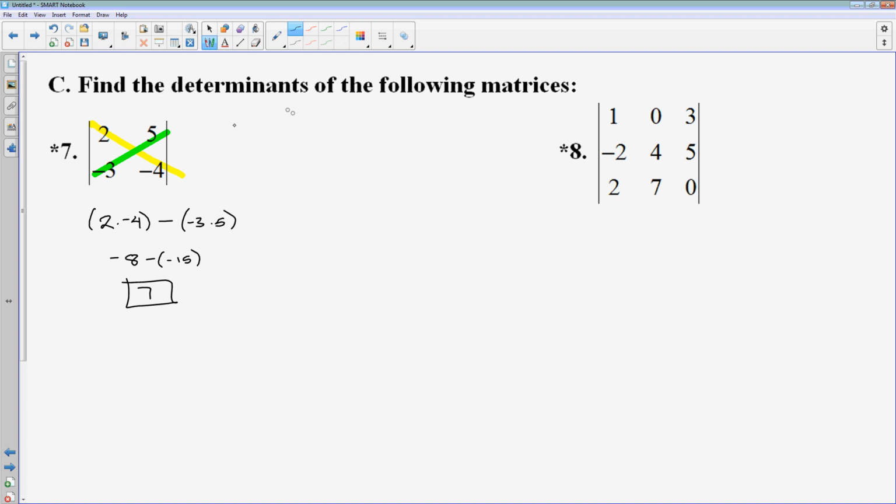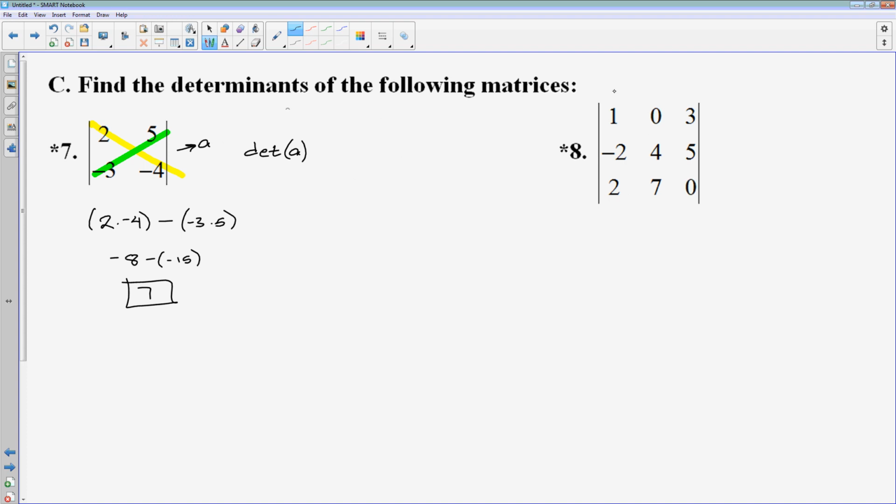If you want to do this in the calculator, you would store this as matrix A, and then in the calculator you would find the DET command, whether it's an 84 or an 89, and you'll do determinant of matrix A, and that's only to check your answer. I want you to be able to do this by hand.